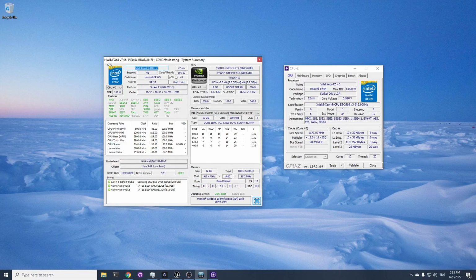It has 10 cores, 20 threads, as you probably saw, compared to the 12 cores, 24 threads of the 2678. And the base clock is higher. It's 2.9 gigahertz as opposed to 2.5, and the max turbo is 3.5 gigahertz as opposed to 3.3, I think, for the 2678. That's why the single core performance is better.